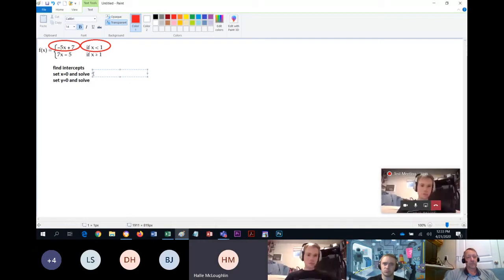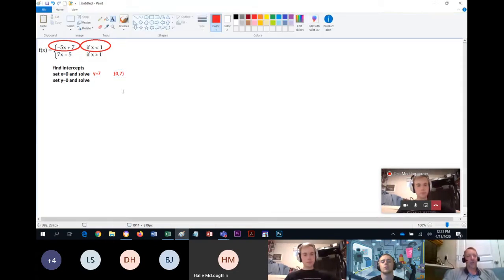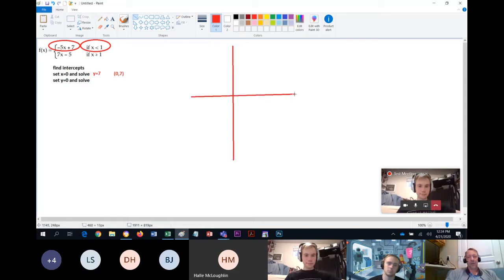Seven. Yeah, so y is going to equal 7. So this intercept here is going to be (0, 7). Now I need to set y equal to 0 and solve. The problem is, this is where drawing a graph will probably come in handy. The first one you can do without a graph, but the second one you're probably going to need a graph.